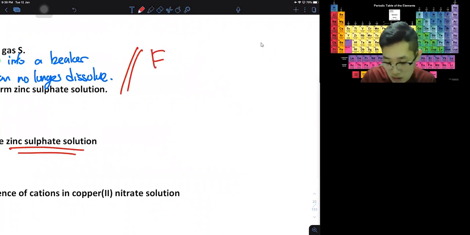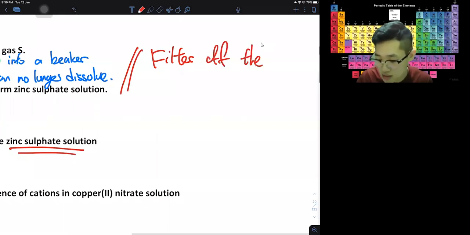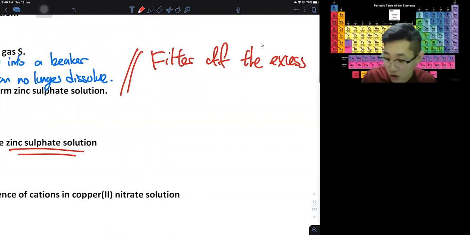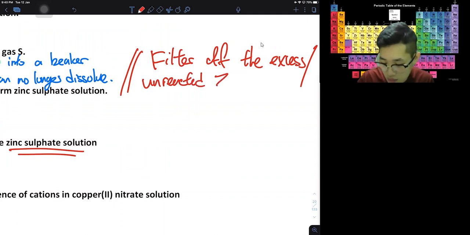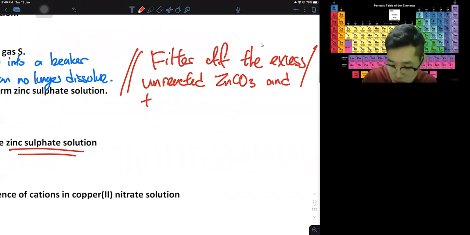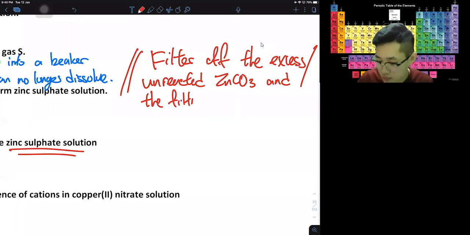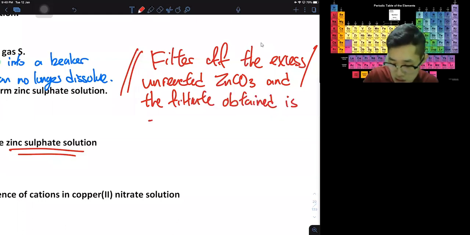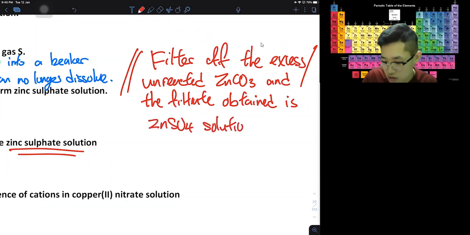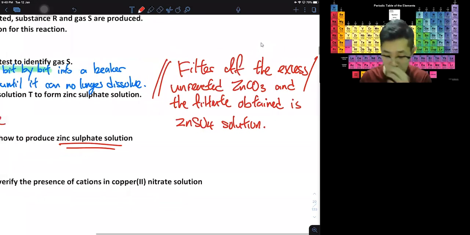Filter off the excess or unreacted zinc carbonate, and the filtrate obtained is zinc sulfate solution. Will be zinc sulfate solution. Whatever.